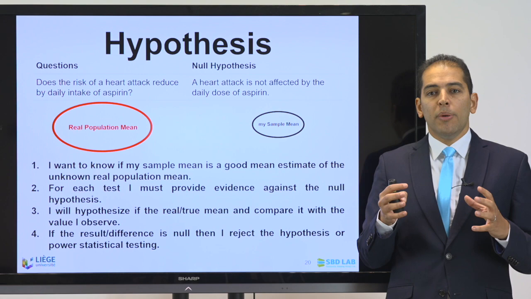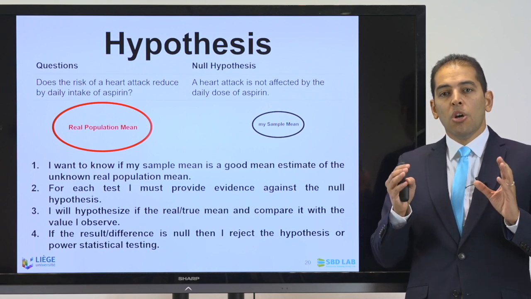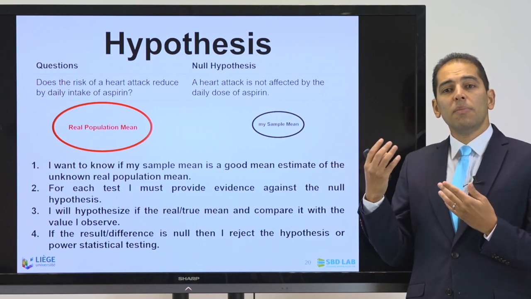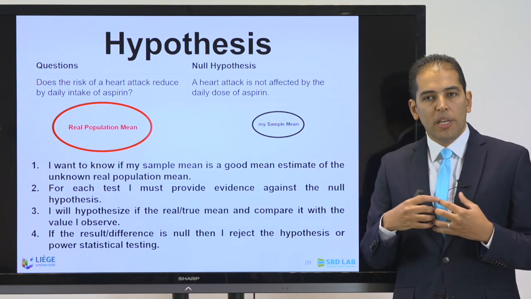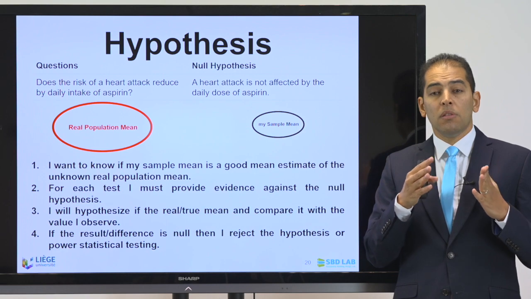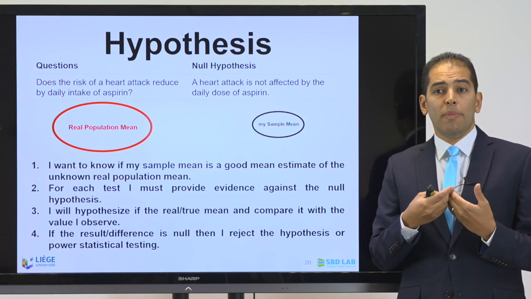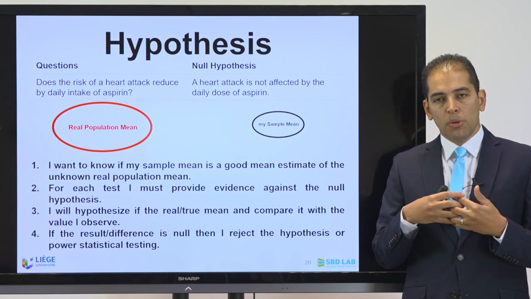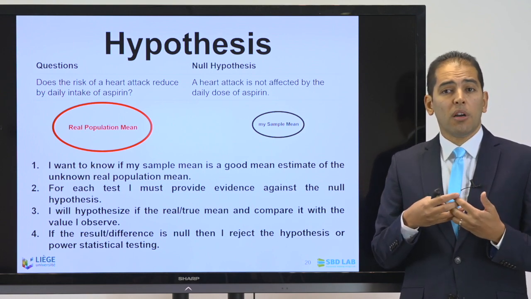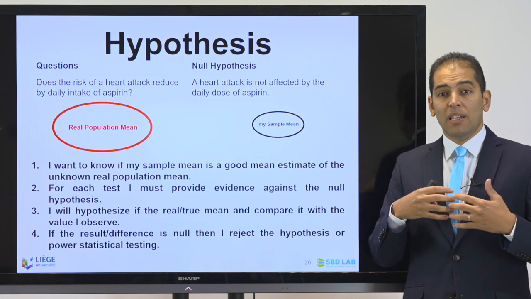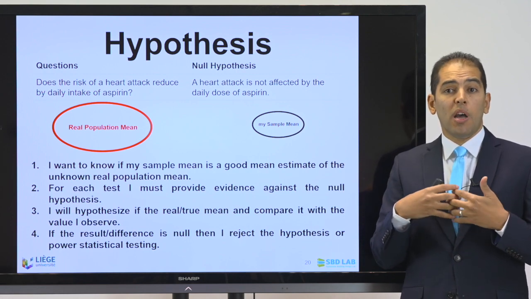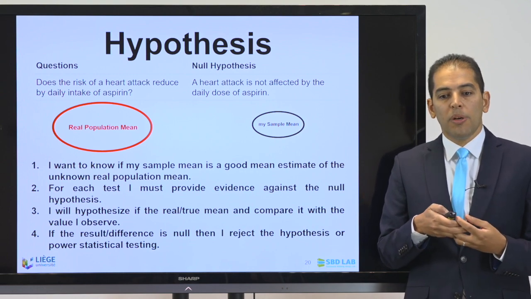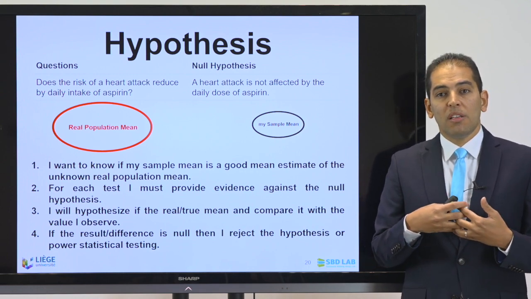statistical testing. But what we can observe here is that we always start by calculating our sample mean, we estimate a real population mean, and we compare both of them. If they are matching, then we can say that aspirin has no potential of reducing the risk of heart attack. If we find a difference, then we don't have a null hypothesis, then our hypothesis is valid. So this is how it works when we start to investigate the null hypothesis.